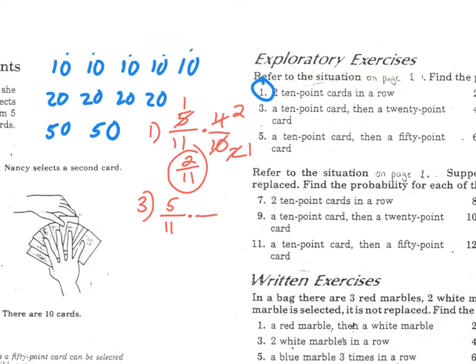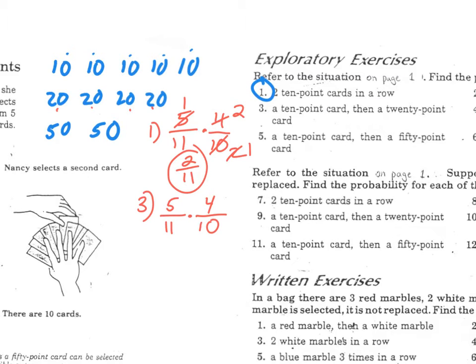And now what's the probability the next one is a 20-point card? Well, I haven't chosen a 20-point card yet. I still have 1, 2, 3, 4 of them. So I have 4 of them. That number doesn't go down from the number of 20-point cards I have. But I do know I have chosen one of those 10s, so there's not 11 cards anymore.